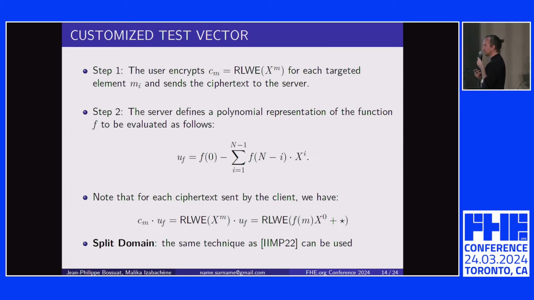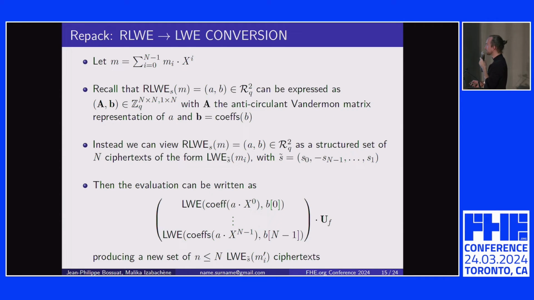And for each ciphertext, now the server just does a polynomial multiplication, and then we can do a sample extraction to retrieve the message. So we get a bunch of reduced ciphertexts per point. Now we want to repack them into a single reduced ciphertext.